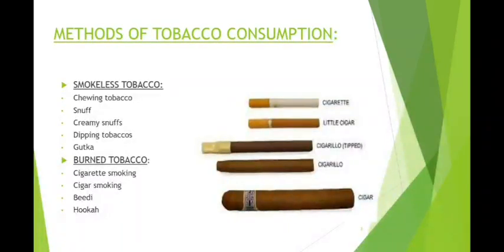Methods of tobacco consumption: there are a lot of products by which tobacco is widely consumed now. Basically, there is smokeless tobacco and burned tobacco. The smokeless tobacco category includes chewing tobacco, snuffs, creamy snuffs, dipping tobaccos, and one that is very common, gutka. Burnt tobacco includes cigarette smoking, cigar smoking, bidi, and hookah.